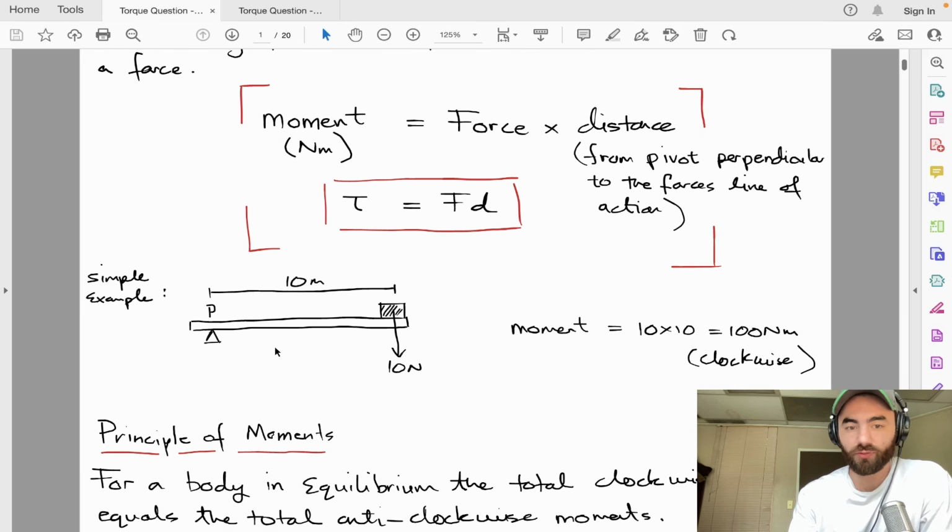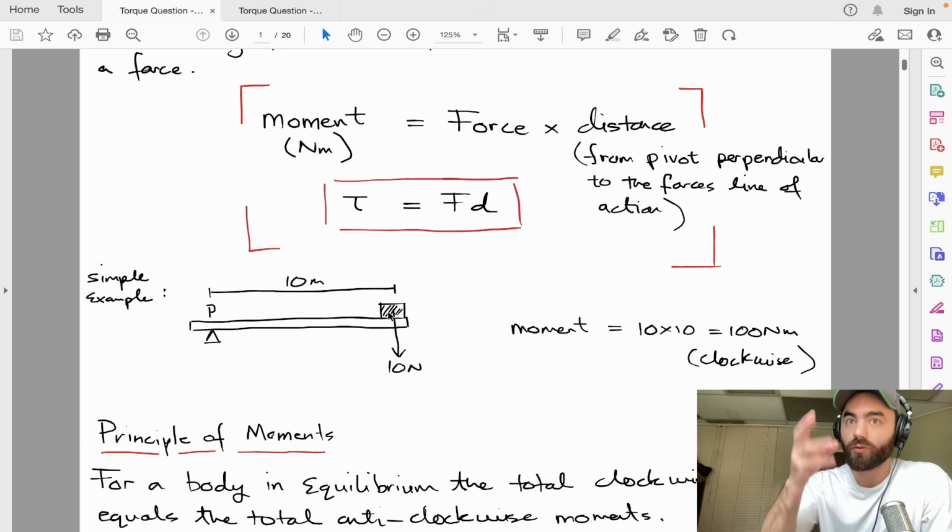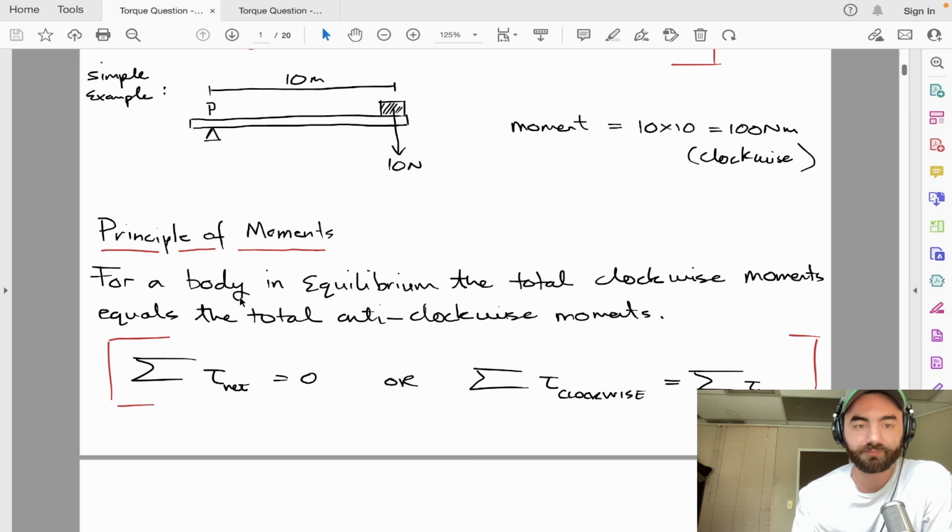A simple example: this is the pivot point here, and you've got a weight 10 meters away from it, and it weighs 10 newtons. So the moment, the rotational force, would be 100 Newton meters, 10 times 10. But that's because the force and the distance are acting perpendicular to one another. If the force is acting at some angle, we'd have to find the perpendicular component of that force, and then times that by 10. We'll see that when we do an example.